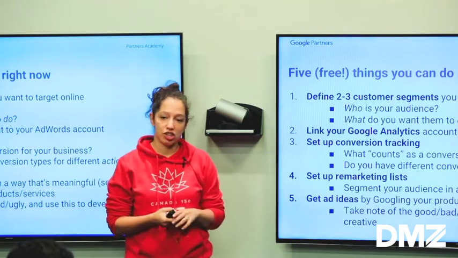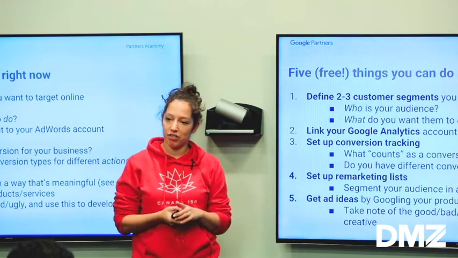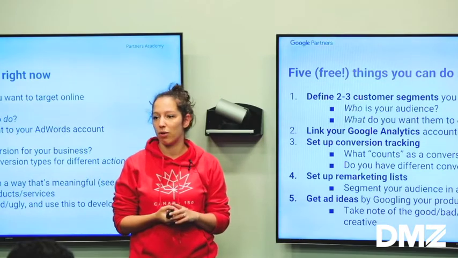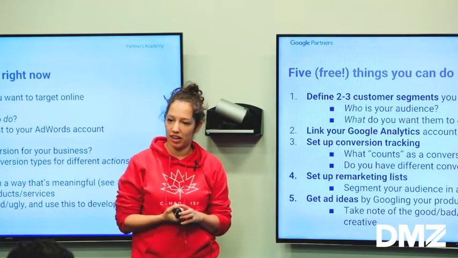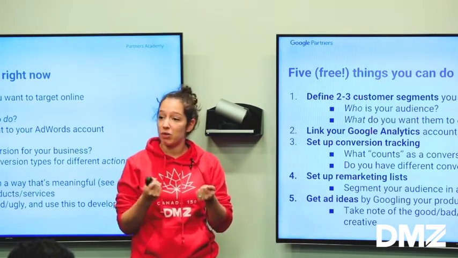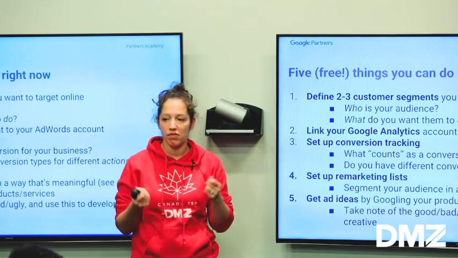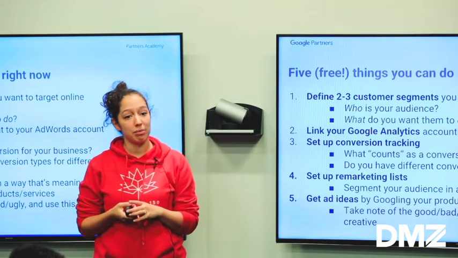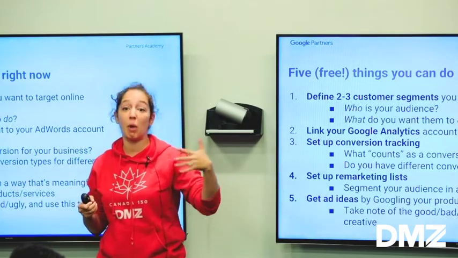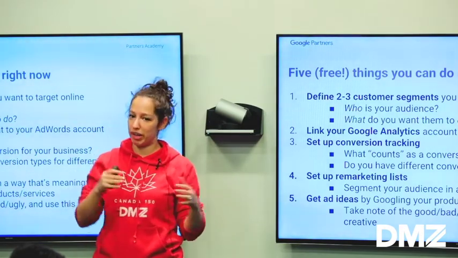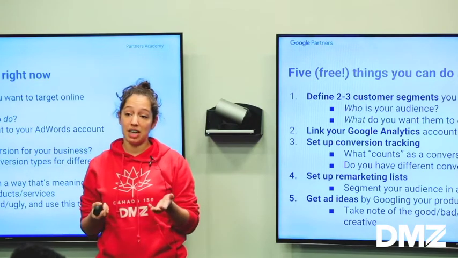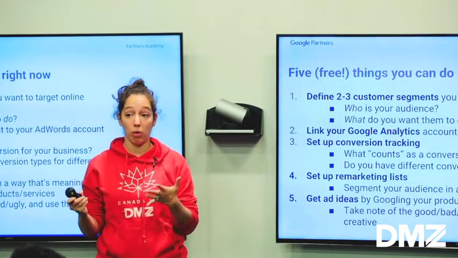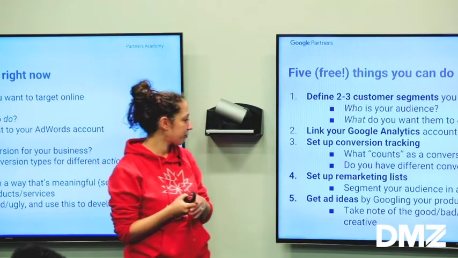Next is set up conversion tracking. What counts as a conversion for your business? Is it a phone call? Is it a form fill? Is it someone checking out online? And if you want to set those micro conversions I talked about, what might a micro conversion look like? What are some signals from people's behavior on your website that signals that there's someone who's probably likely to convert, and so you want your campaigns to optimize towards that? You can set up conversion tracking through AdWords or through analytics, up to you.